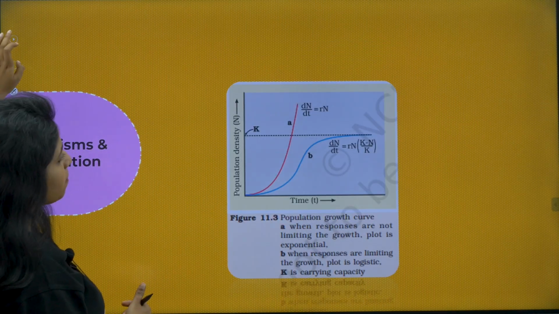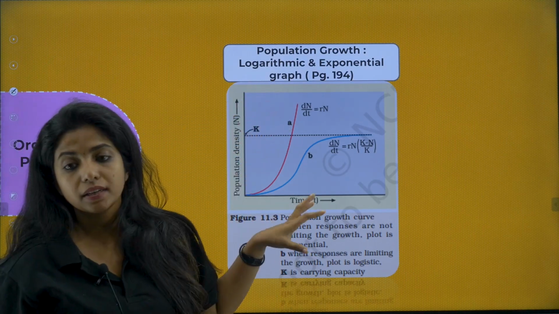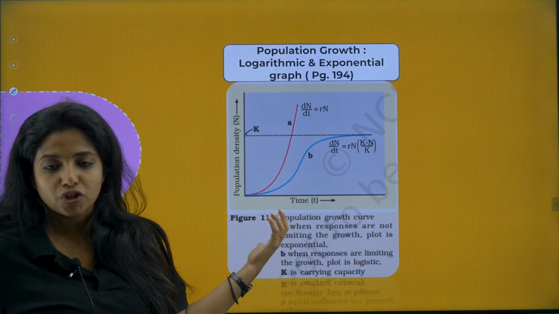Now organism and population, over here you have the logarithmic and exponential graph.